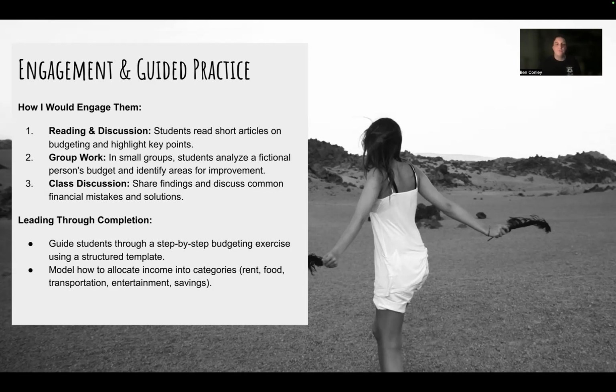And to lead through completion, you would be able to guide the students through a step-by-step budgeting exercise using a structured template. And I would model how to allocate income into categories, into what you're going to be spending monthly, like rent, food, transportation, entertainment, fun, and savings.